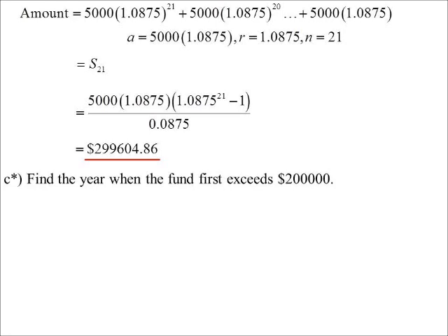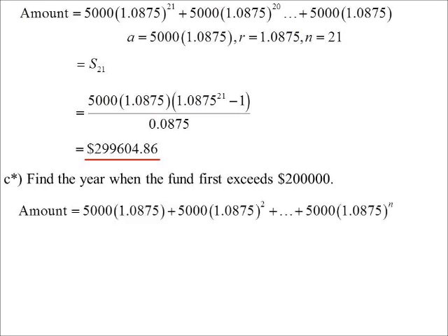Well, when would it first exceed $200,000? People look for round figures. They go, I wonder when I've got this much money. So when would I get $200,000 for this fund? So all right, this time we don't know what N is. But we've still got the same pattern. It's going to be power of 1, power of 2, up to whatever N is going to be, which is what we're trying to find.